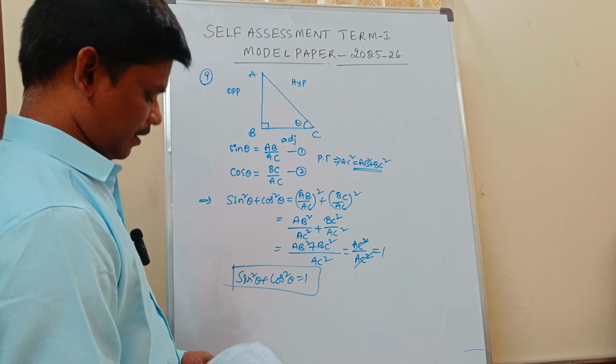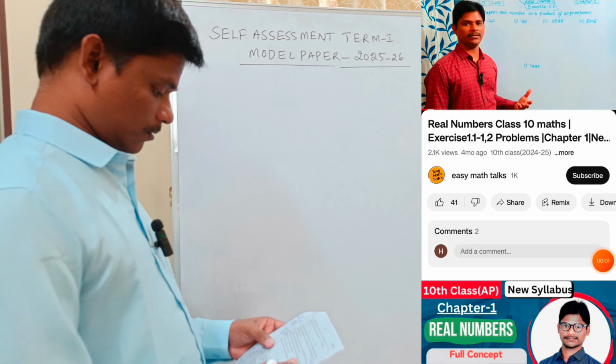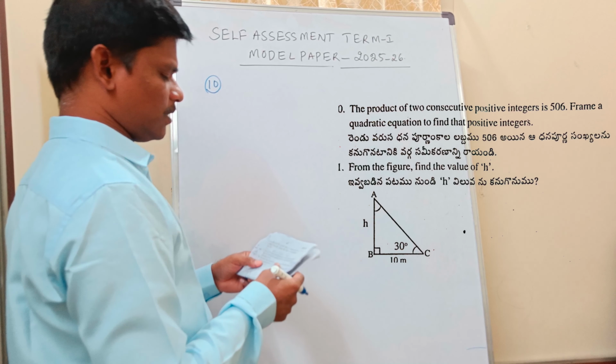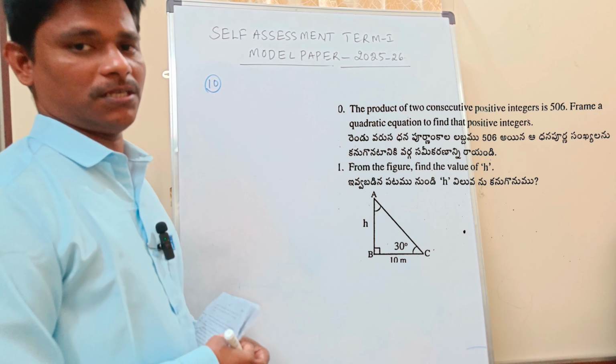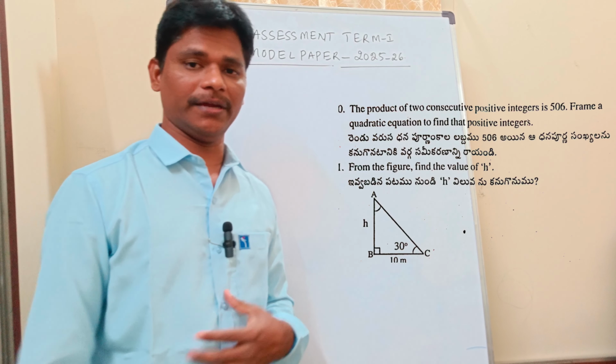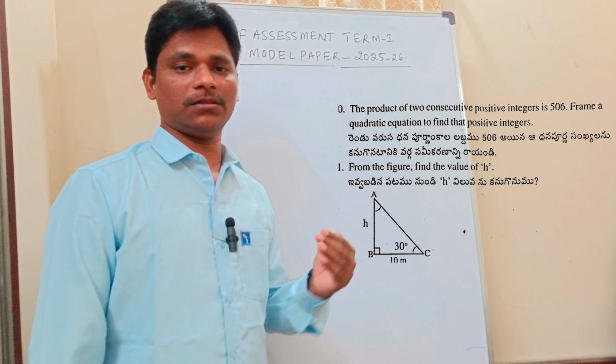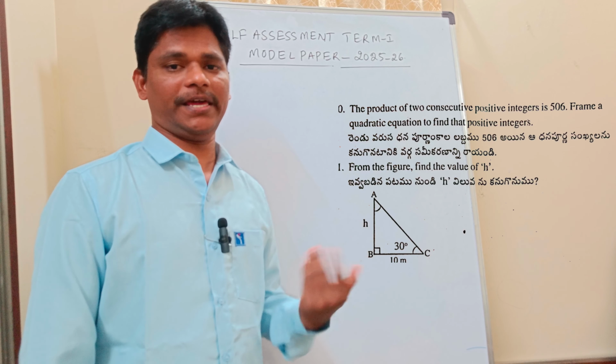Okay. And next one, 10th question. The product of two consecutive positive integers is 506. Frame a quadratic equation to find the positive integers. So here, product of two consecutive positive integers. What are consecutive positive integers? Suppose 2, 3, or 3, 4, or 5, 6, like that.